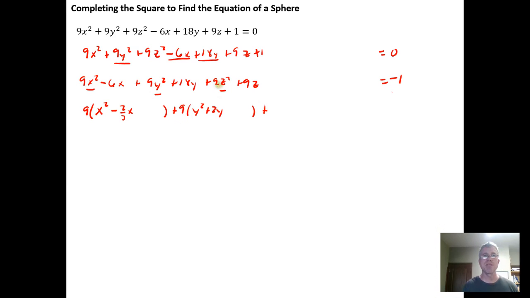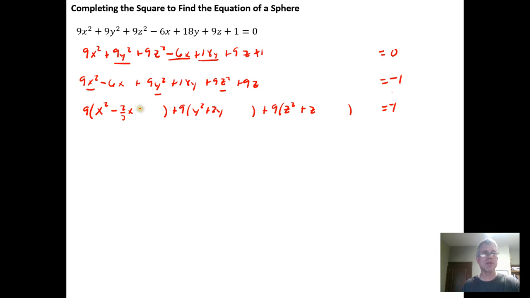And then the same thing here, we factor 9 off the z squared. And again, this is because the leading coefficient on the squared terms needs to be 1. So 9 times z squared plus z, and leave some space, and this equals -1 over here.